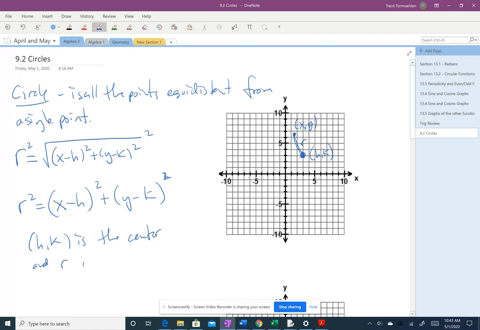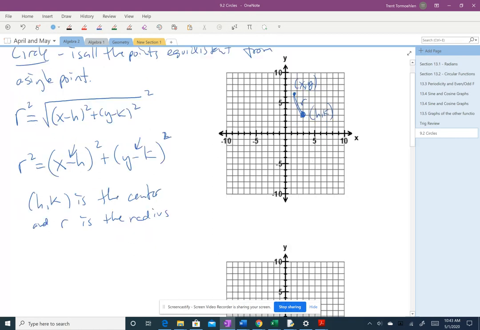Notice that it is r squared, so you're going to need to be able to take the square root of that to find out what the actual radius is. And then also notice that these are x minus h and y minus k, and so we're going to be doing the opposite of whatever the sign is inside those problems.